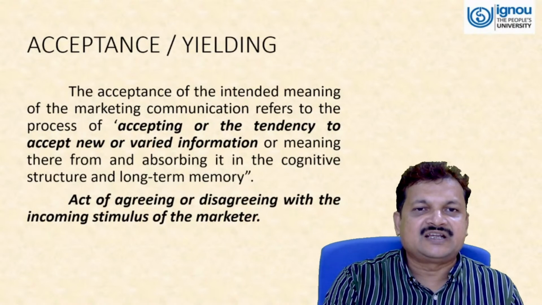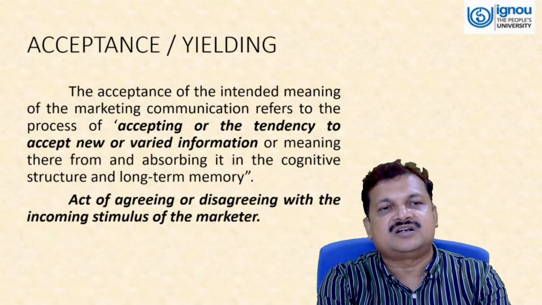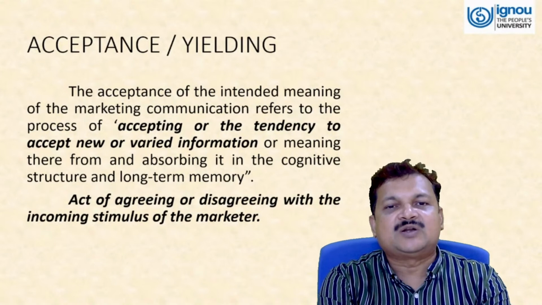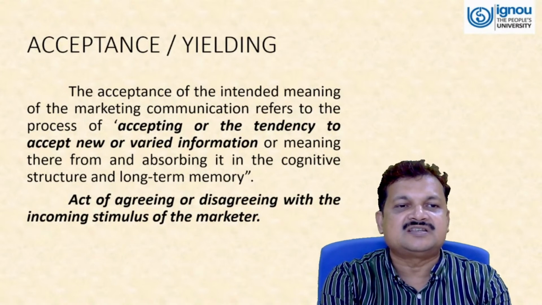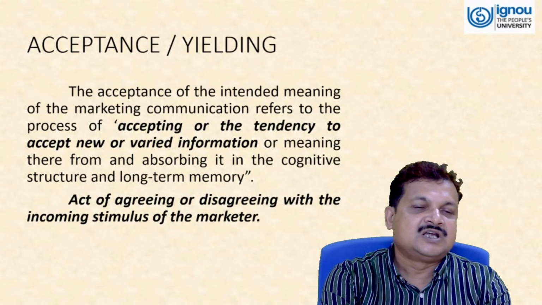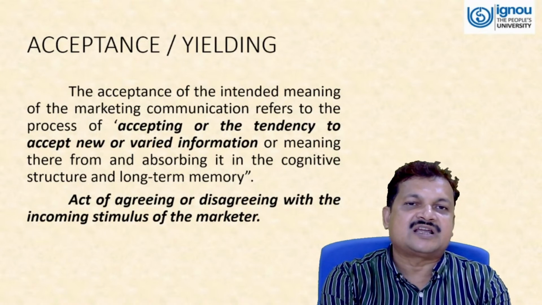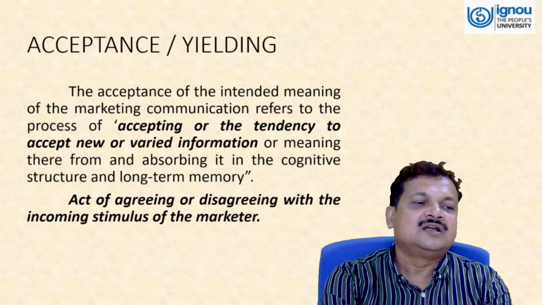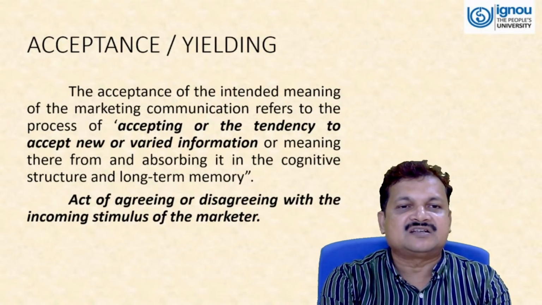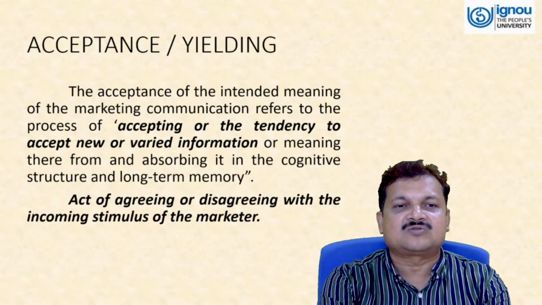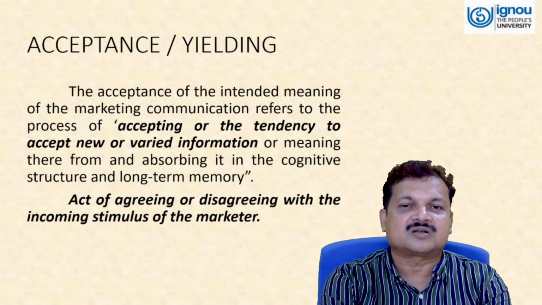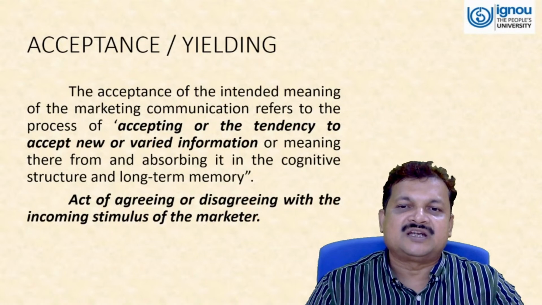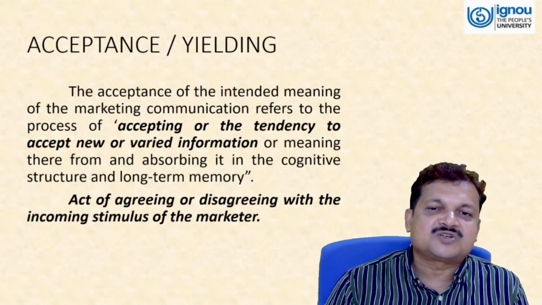Now acceptance in building, whatever we are comprehending, whether it is positive or negative, that we are going to accept. So acceptance is the tendency to accept new or varied information. When you are accepting information, we are trying to keep it as positive or negative. It is a good product, it is a bad product, it is a neutral product, like that. Very rarely do we keep it as a neutral product, but most often we are going to say this is a good product or a bad product. So that's why it is for meaning, and therefore observing it in the cognitive structure or long-term memory.